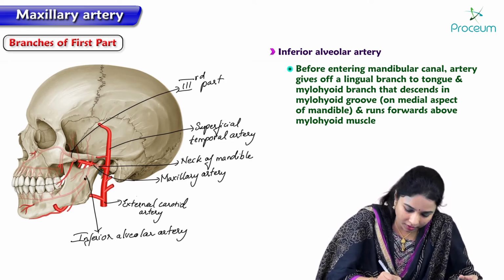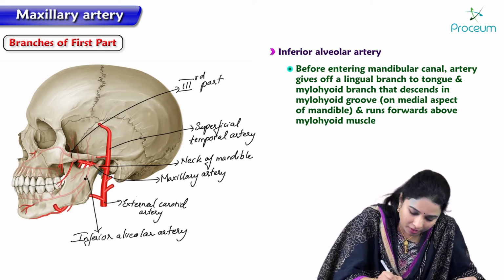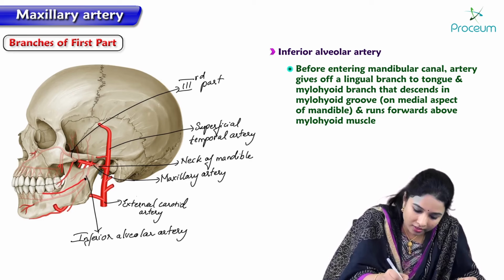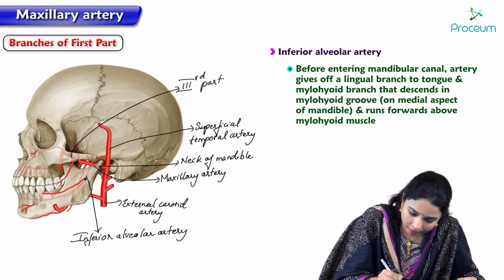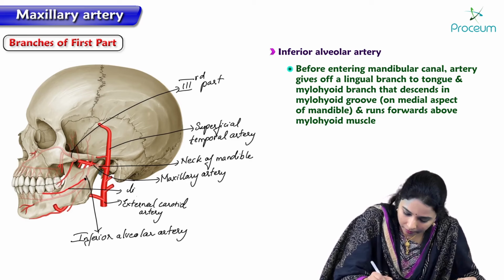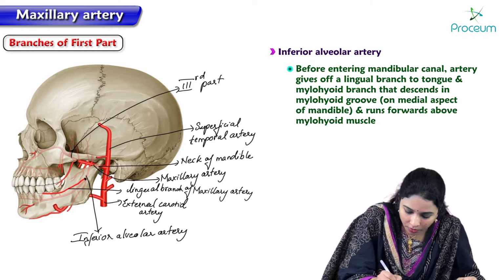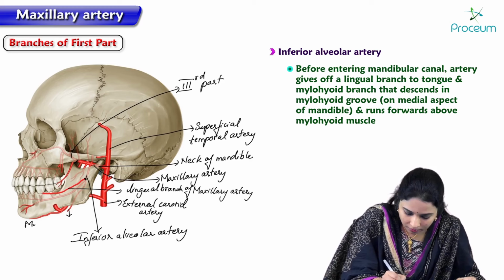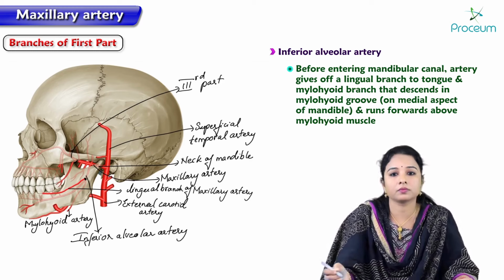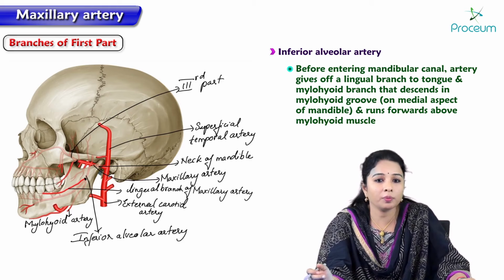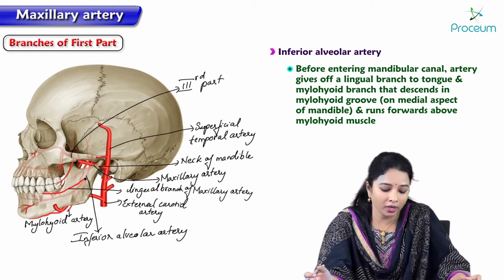So, here is the inferior alveolar artery. Before entering the mandibular canal, it gives off a branch to the tongue, which is called the lingual artery. And it also gives rise to the mylohyoid artery, a branch that descends in the mylohyoid groove on the medial aspect of the mandible and runs forwards above the mylohyoid muscle.